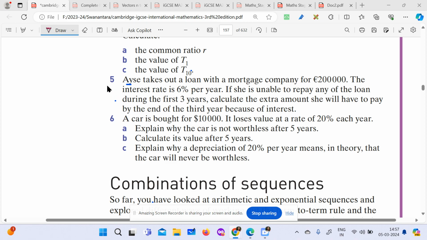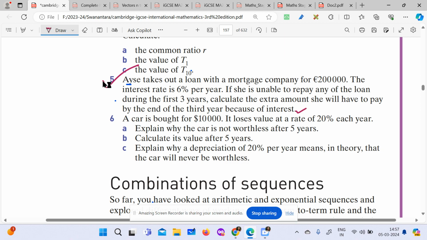Okay, so your first question is: Asset takes out a loan with a mortgage company for £200,000. The interest rate is 6% per year. If she is unable to pay any of the loan during the first 3 years, calculate the extra amount she will have to pay by the end of the third year because of interest.